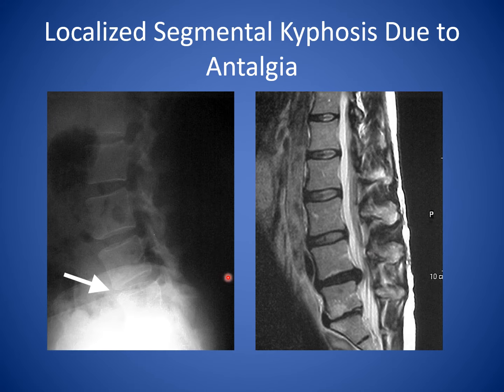You can have a localized segmental kyphosis. If you'll notice, these discs are in lordosis and this disc is in kyphosis, and that's antalgic because there's a large herniation compressing the canal, and of course you need to flex forward to open the canal. So this is an antalgic kyphosis.